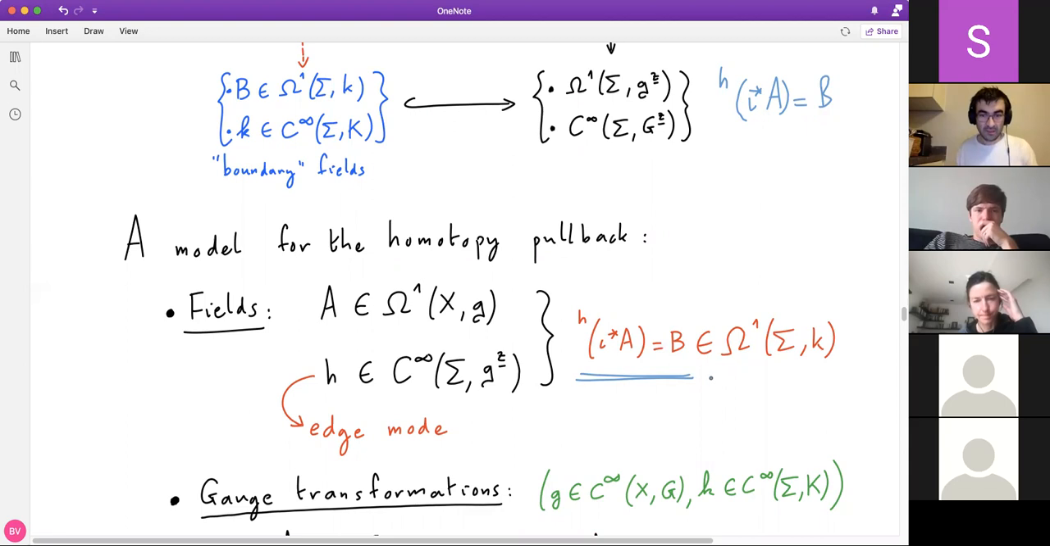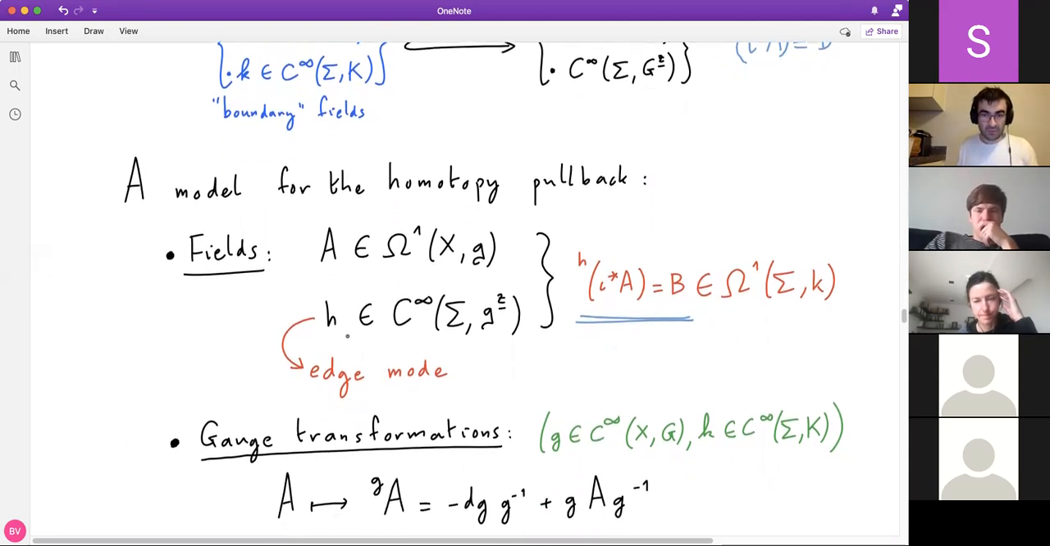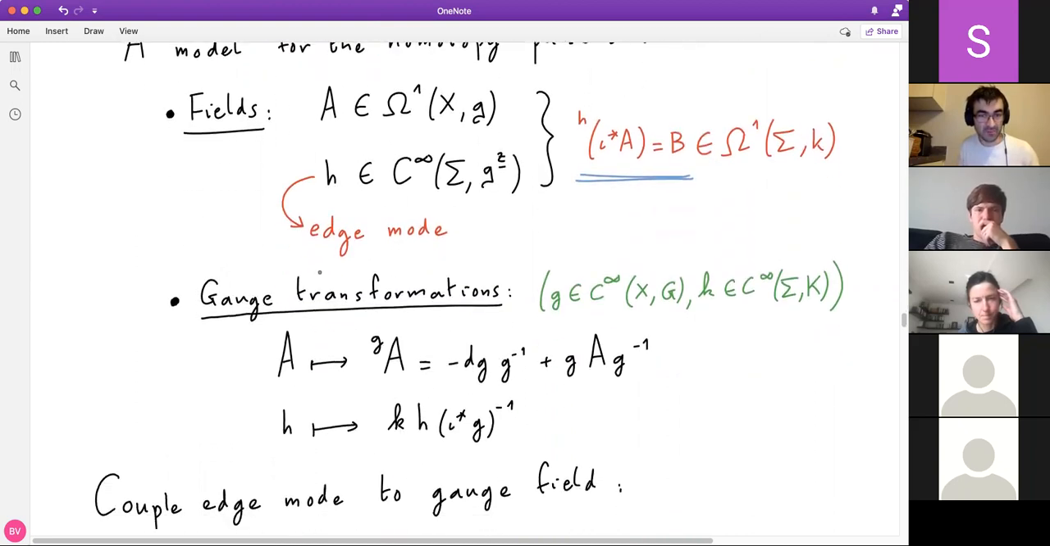Okay. And then once we impose such, this is the sort of the objects of the groupoid, which is making up the pullback, the homotopy pullback. And then the morphisms of these gauge transformations. So you have unconstrained gauge transformations on the bulk field, but then the edge mode transforms correspondingly, in particular such that this constraint is preserved. So this is a constraint which we'll have to solve later, which relates the bulk gauge field and the edge mode.